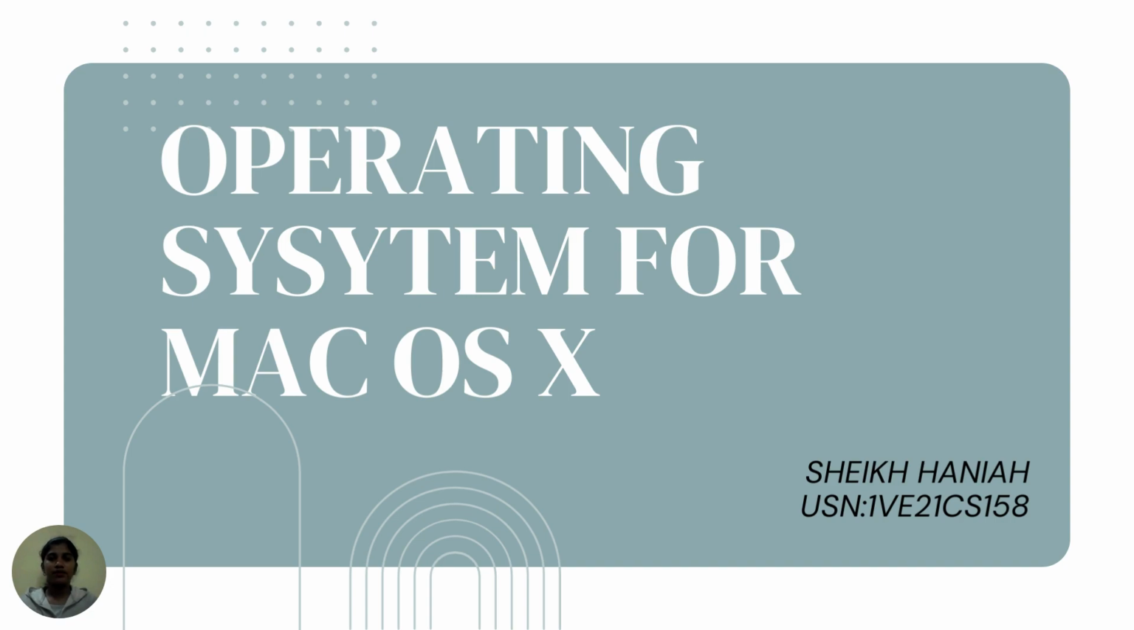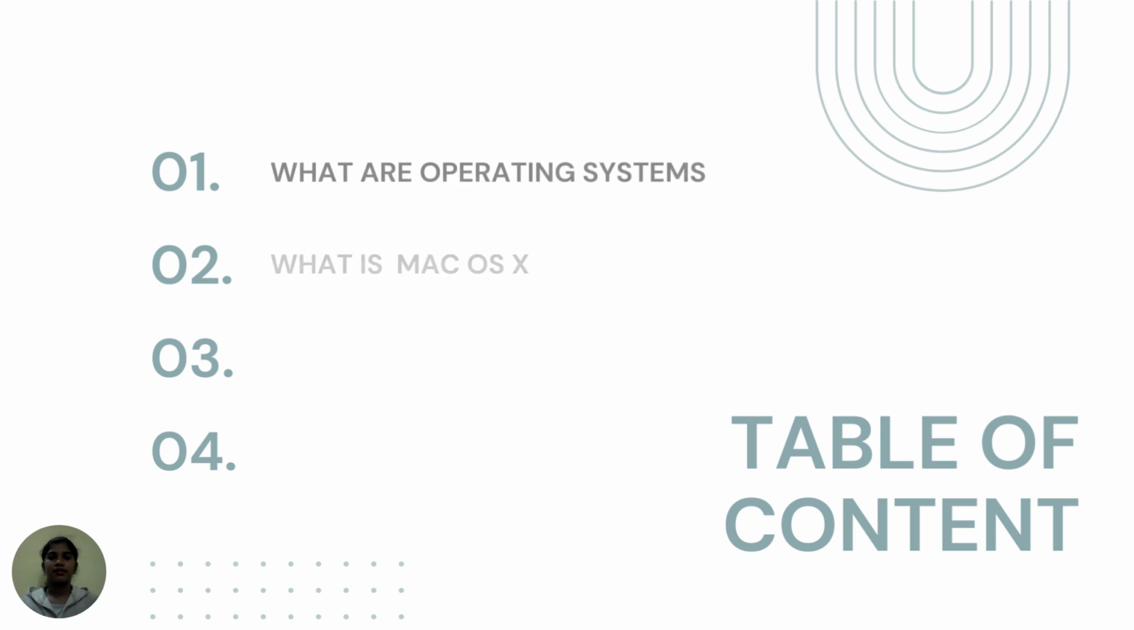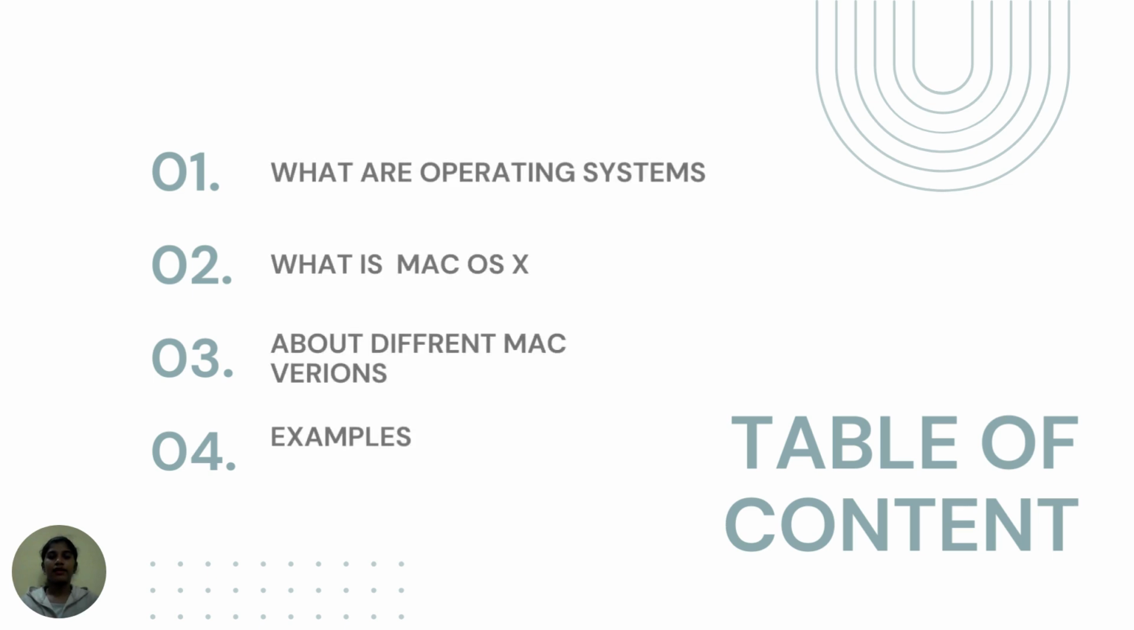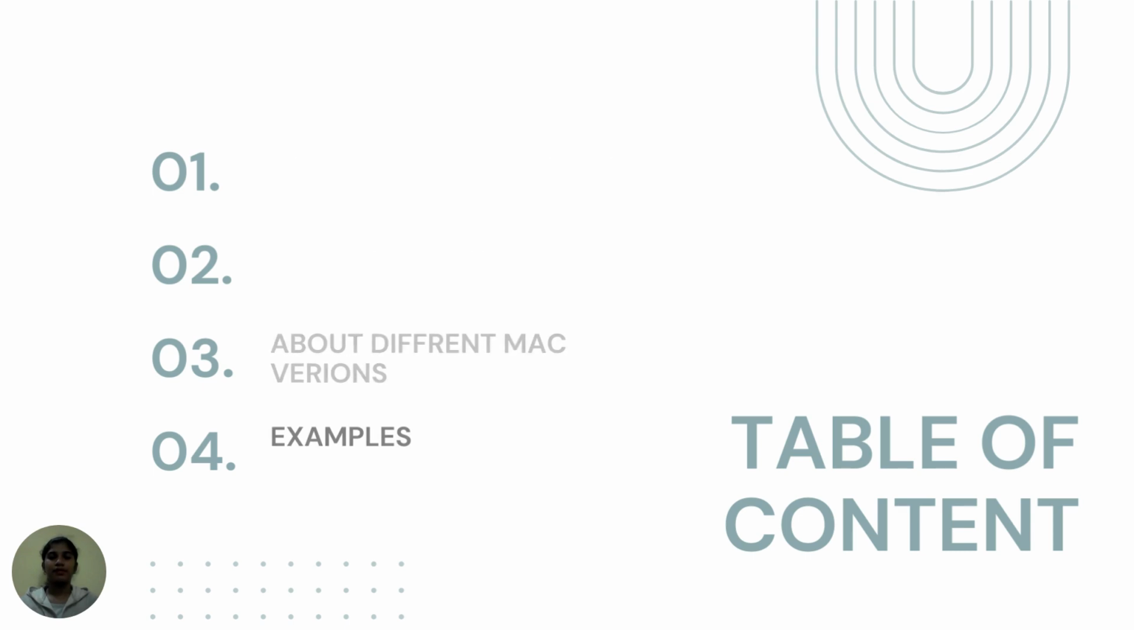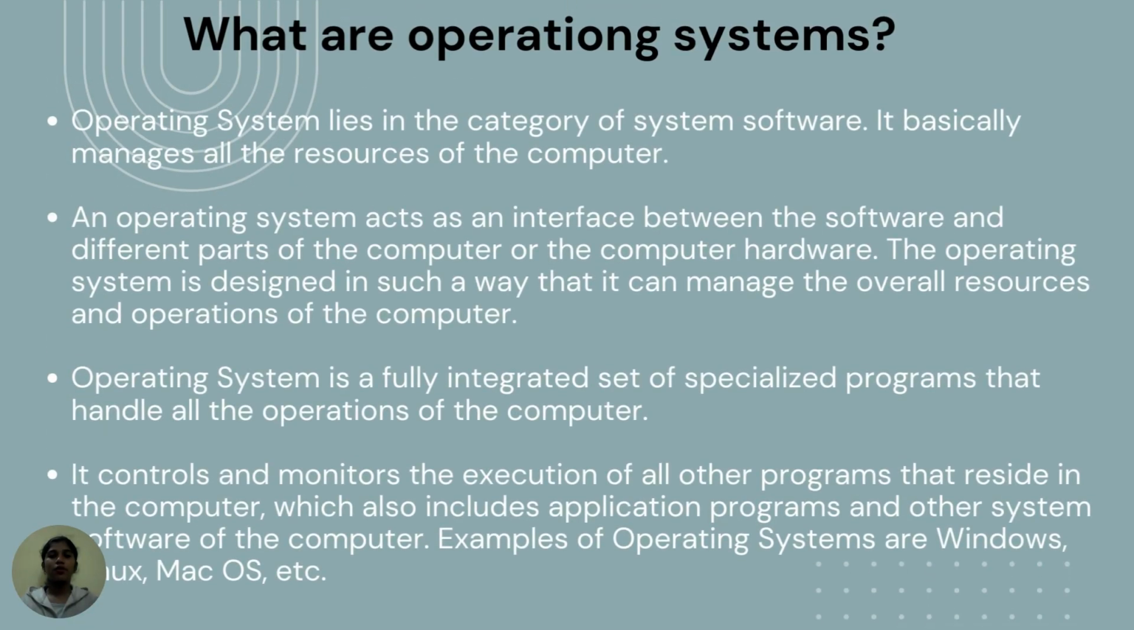Today I am here to present a presentation on operating systems, focusing on Mac OS X. Moving ahead, the table of contents which we're going to see in the forward presentation are: what is an operating system, what is Mac OS X, different types of Mac versions, and examples. Mac OS X lies under the category of operating systems. So firstly we're going to see what operating systems are.